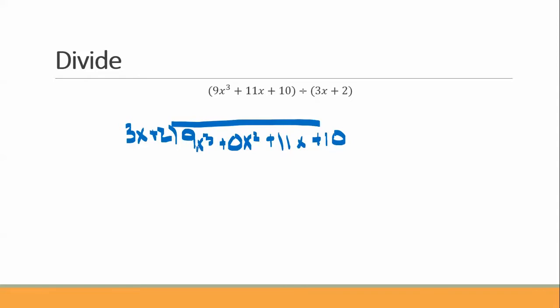3x goes into 9x cubed 3x squared times. 3x squared times 3x is 9x cubed. 3x squared times 2 is plus 6x squared. Subtract.